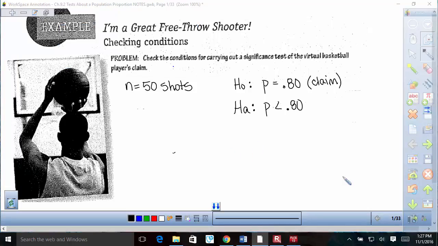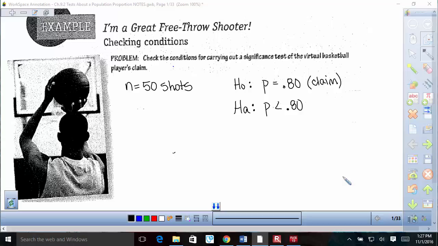This is about the free throw activity we did a couple of days ago. We are going to check your conditions for carrying out a significance test. First of all, let's talk about conditions. What were the conditions we needed to check? Normal. Where's one more? Independent. All right, random, independent, and normal. You don't have to do it in that order.